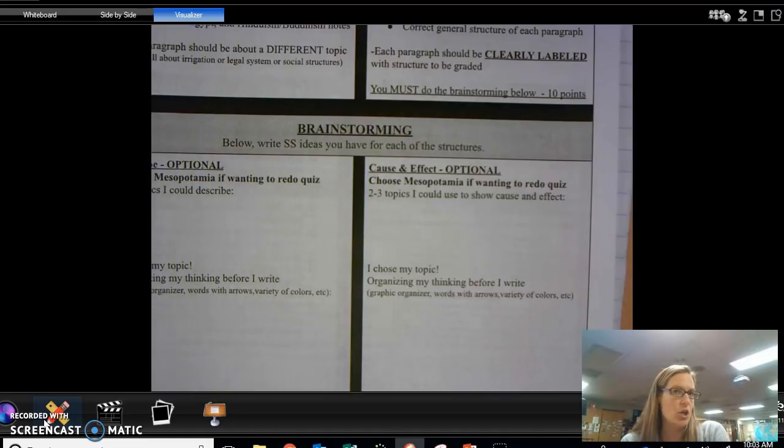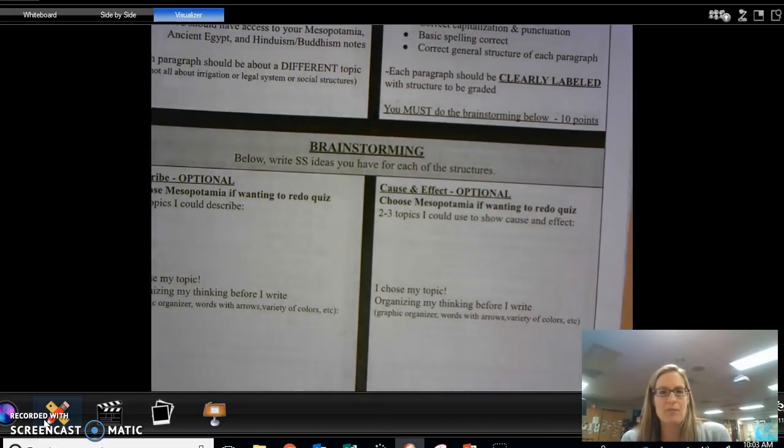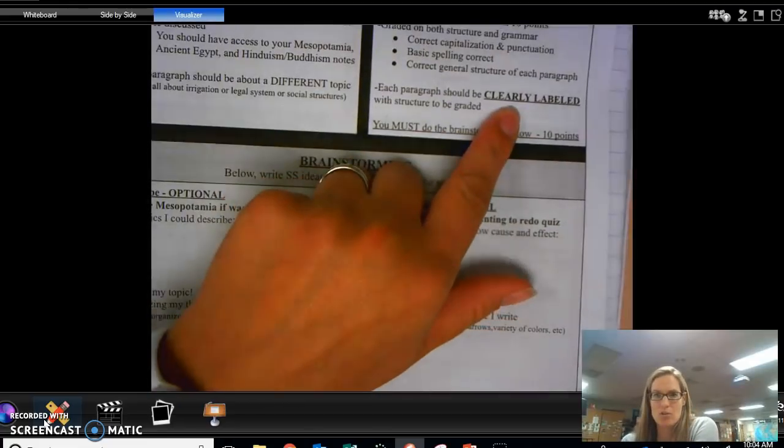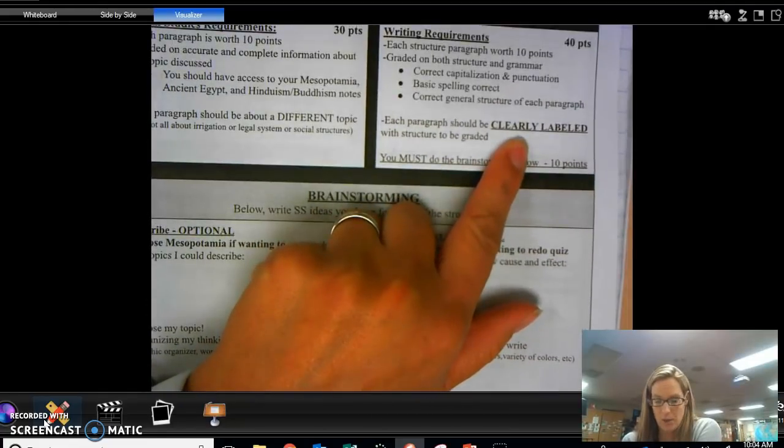That should be done on notebook paper that you can turn in. You are not typing this one on the computer because I am looking for what you can do as far as capitalization and punctuation. I am not wanting you to type it. You make sure that each paragraph is labeled, which you can see here. Again, all of these instructions are both written and verbalized right here.